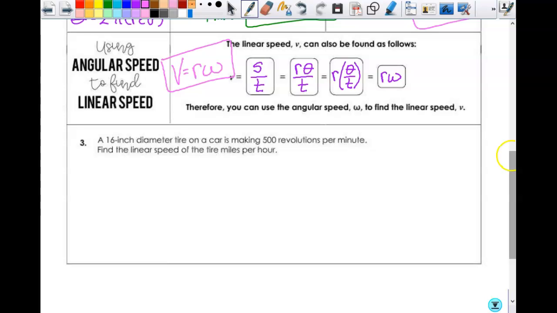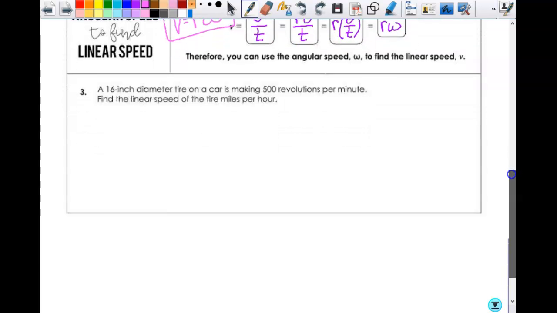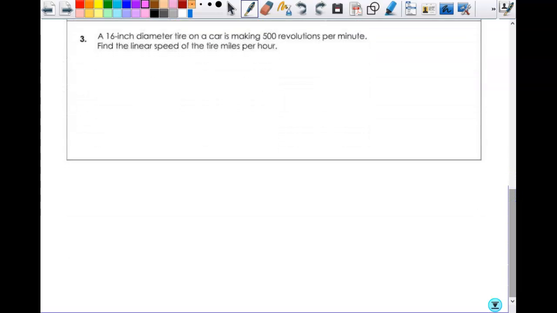All right, so let's look at number 3. It says, a 16-inch diameter tire on a car is making 500 revolutions per minute. Find the linear speed of the tire in miles per hour. So it's asking me for linear speed, but I have to find angular speed first because we're going to use r omega. So omega is equal to theta over t, right? So theta is 2 pi times the number of revolutions, that's 500.